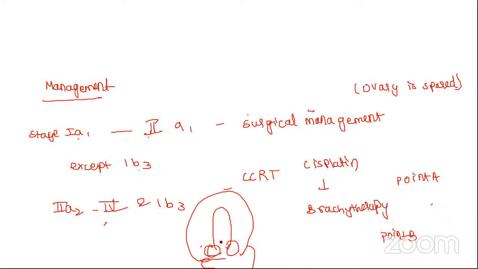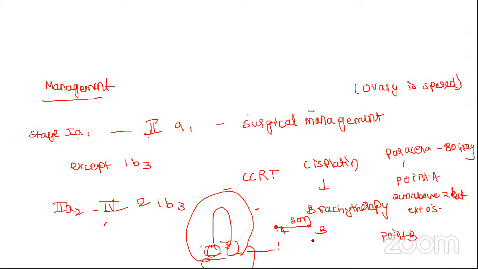Point A is 2 centimeters above and 2 centimeters lateral to external os. At point A, you are targeting mainly paracervical lymph nodes, and towards point A you have to give 80 gray radiation. Point B is 3 centimeters lateral to point A. Point B targets obturator lymph nodes. You give 60 gray radiation.